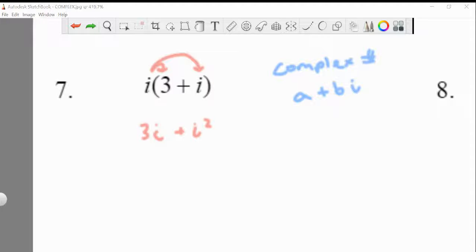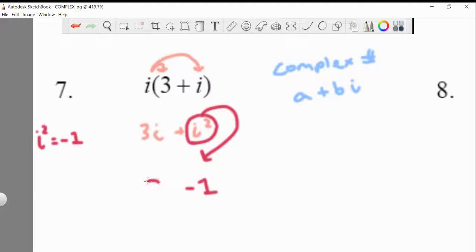Right. This is where we want to keep in mind that crucial thing, i squared equals negative 1, right? This is a circumstance where we have stayed in the imaginary realm and we've made our way back to the real world, actually. This is actually a real number. So what we need to do is swap this out and change this into a negative 1. And so our answer would look like this.